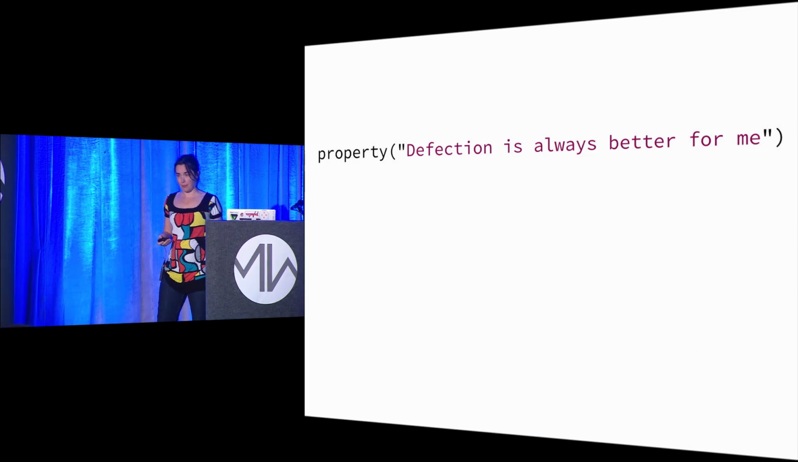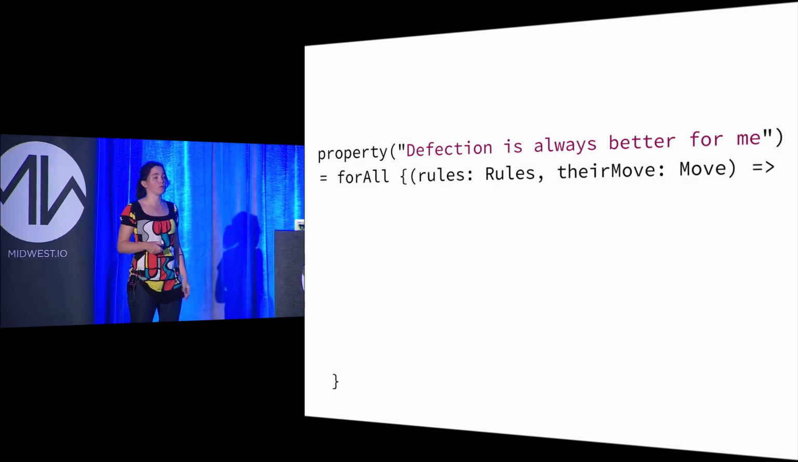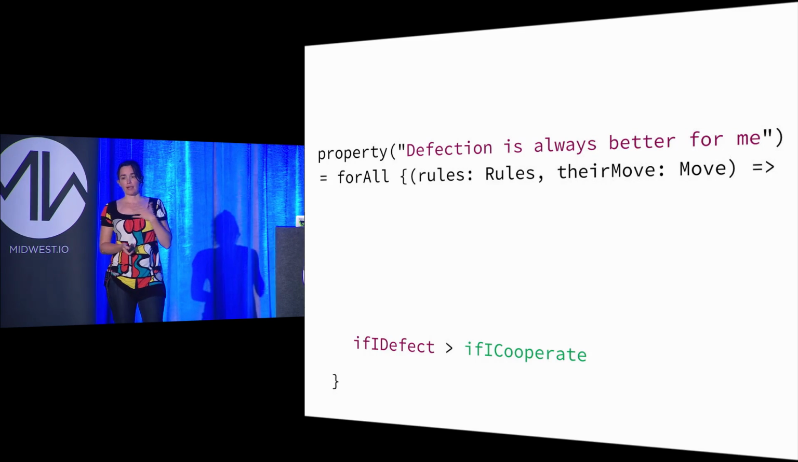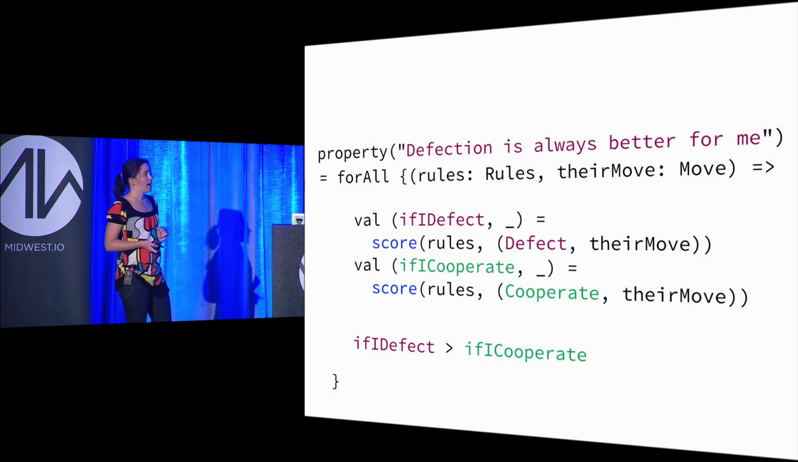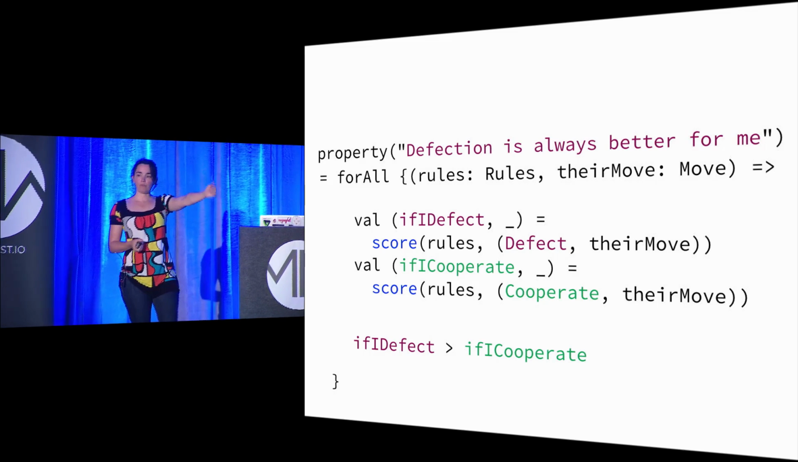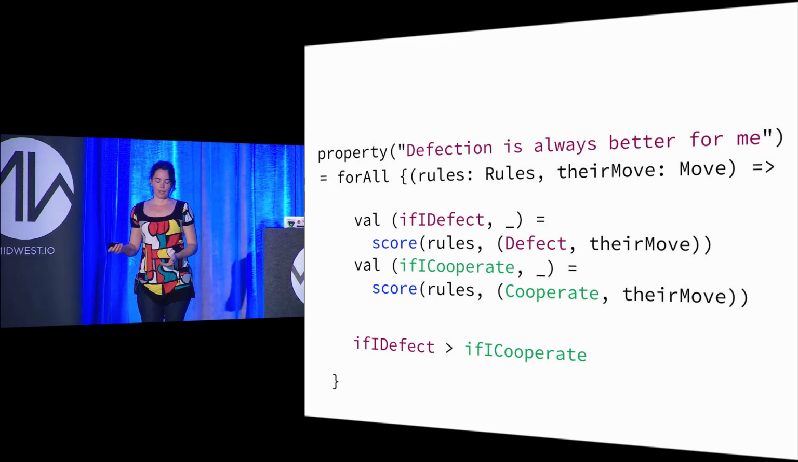Defection is always better for me. When I write this one, my goal is to say, well, for any set of rules, and for any move my opponent might make, it's better for me if I defect than if I cooperate. Strictly better, not equal. I can fill that in by calling my score method twice. I hold their move constant, I vary my move, and then I compare the output.